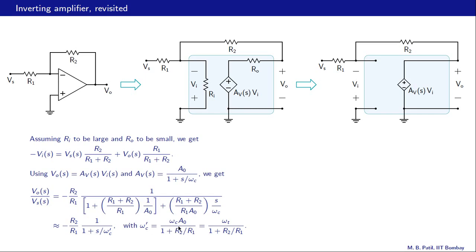Now omega C times A0 we have seen before, and that is denoted by omega T, that is the unity gain frequency of the op amp. And for op amp 741, as we have seen earlier, it is 2 pi times 10 raised to 6 radians per second. So now we know the gain of the inverting amplifier as a function of frequency, this expression here, and we can now proceed and plot the gain versus frequency for different values of R2.